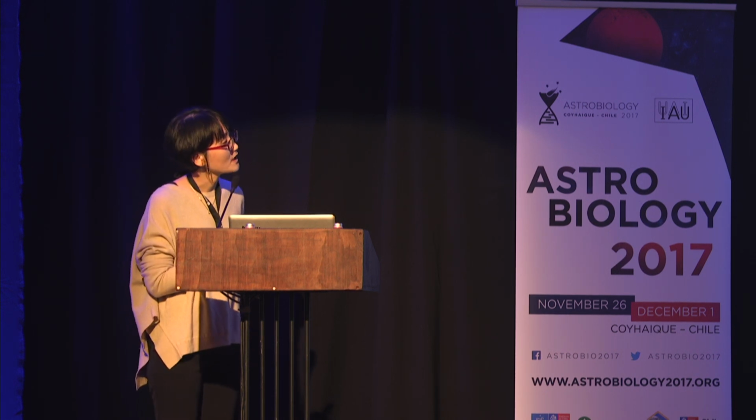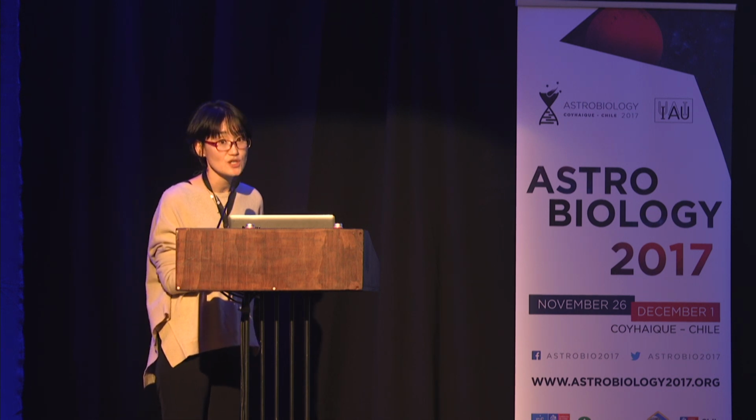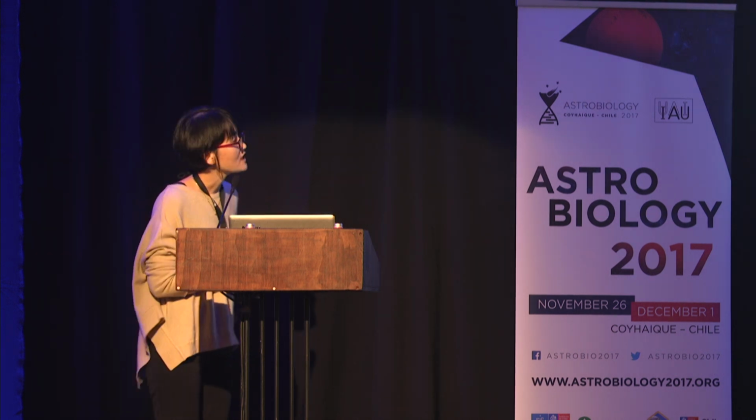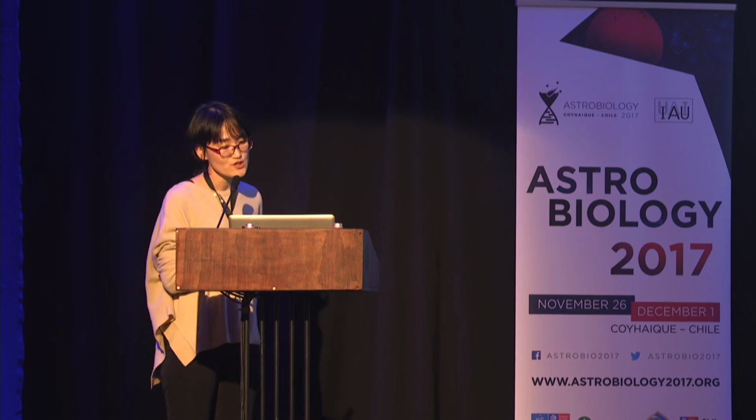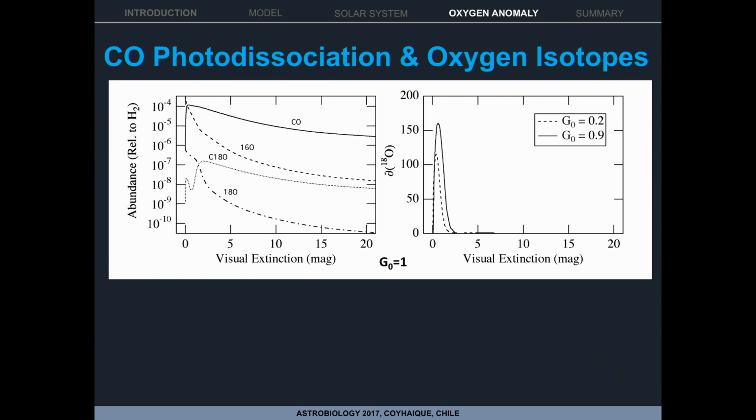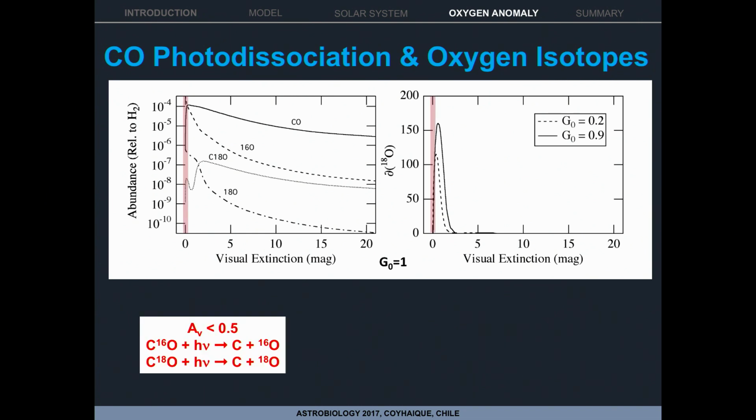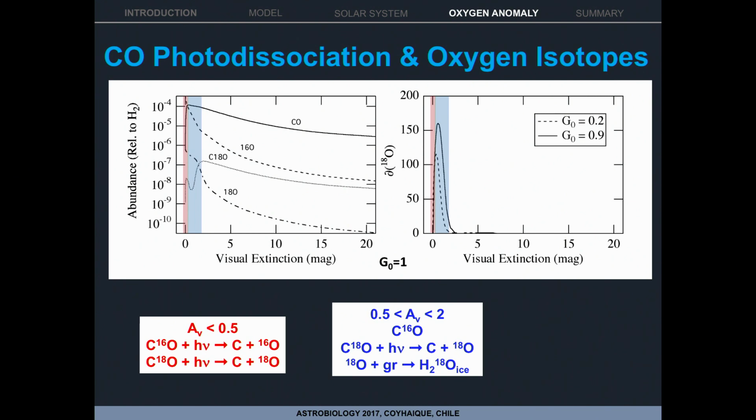One mass-independent chemical process in the ISM is CO photodissociation. This slide shows the isotopic selective photodissociation effect. CO photodissociation occurs via a line process, and self-shielding depends on the column density. At visual extinction less than 0.5, all isotopes are photodissociated, but at visual extinction between 0.5 and 2 magnitudes, C16O is self-shielded, but C18O is photodissociated.